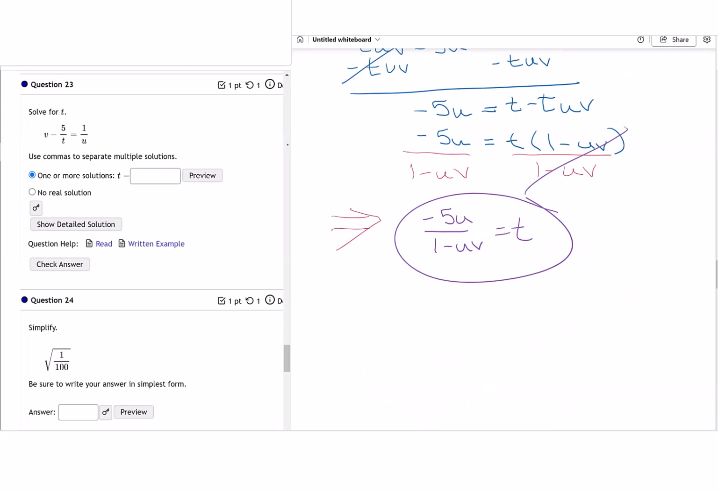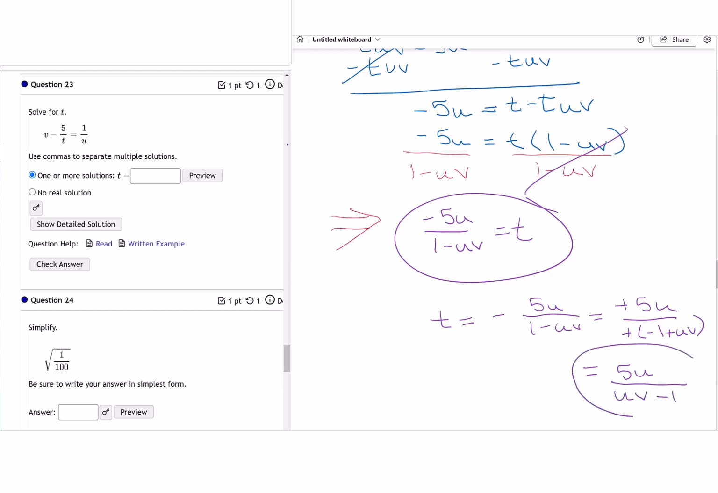Another way you can see this is T is equal to negative 5U over 1 minus UV. I can factor out a negative, and I get negative 1 plus UV. The negative and the negative cancel. I get 5U divided by, and since I have a UV that's positive, I'm going to say UV minus 1. These two answers are exactly the same. This is what T equals.